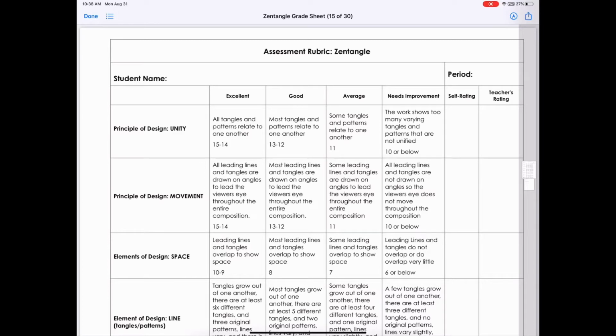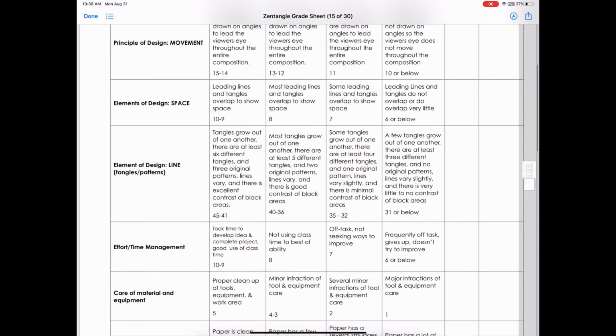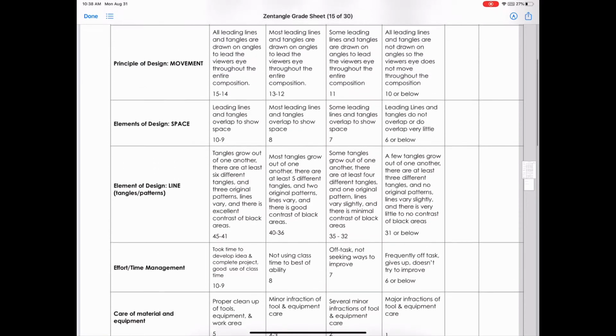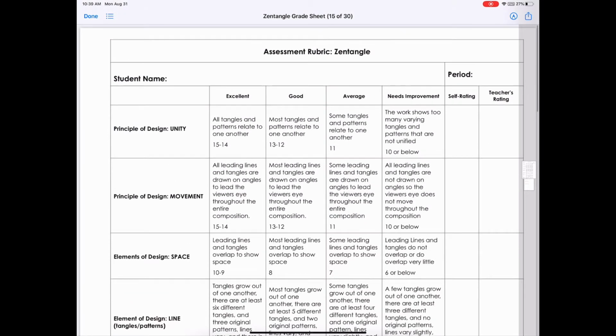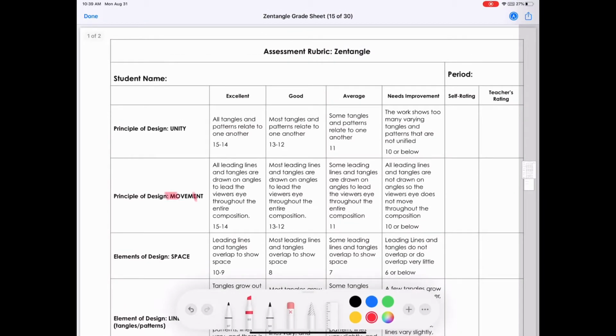For your Zentangle project, you're going to have to show both principles of design, unity and movement, and then the elements of design, space and line. And incorporated in line is some shape in there. You've already learned about unity, you've already learned about line. Today we're going to be learning about movement and space.